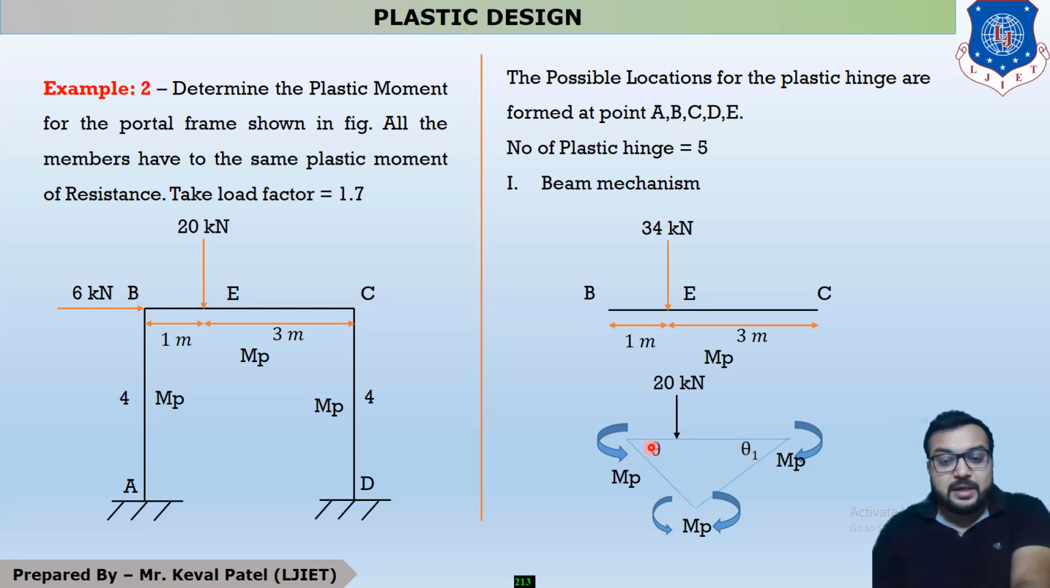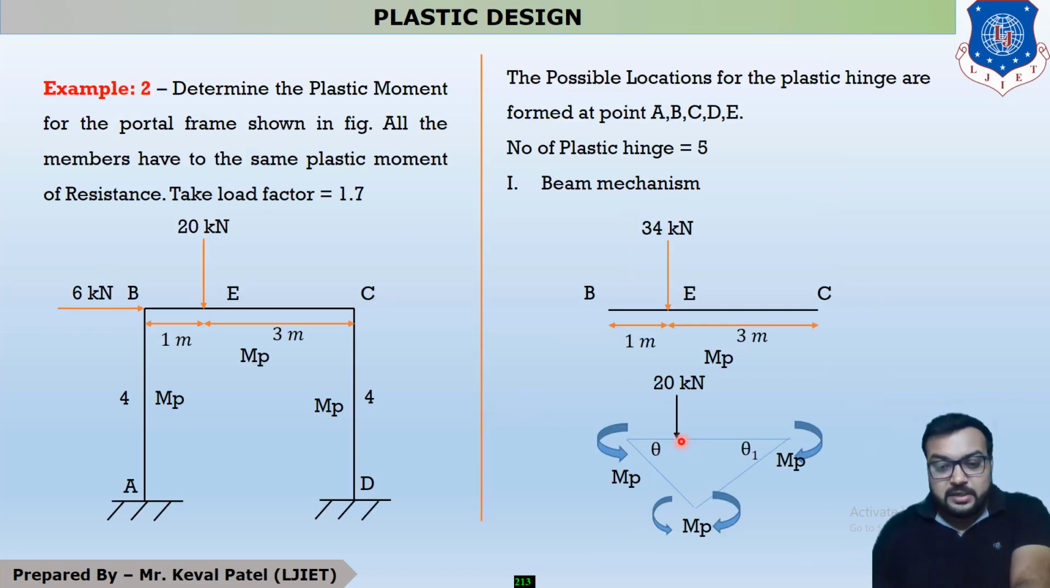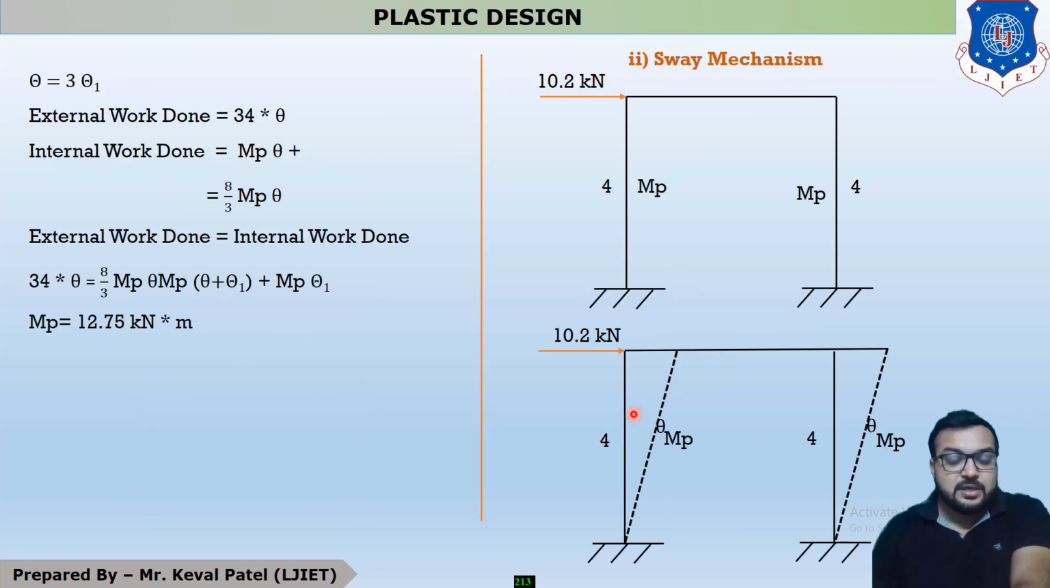So at this point it is okay. There is some typing mistake here. So it is 34 into 1 into theta. Now, since the distances are different, there is one relation: 1 times theta is equal to 3 times theta 1. So the relation is theta equals 3 theta 1. It means the value of theta 1 is theta by 3.